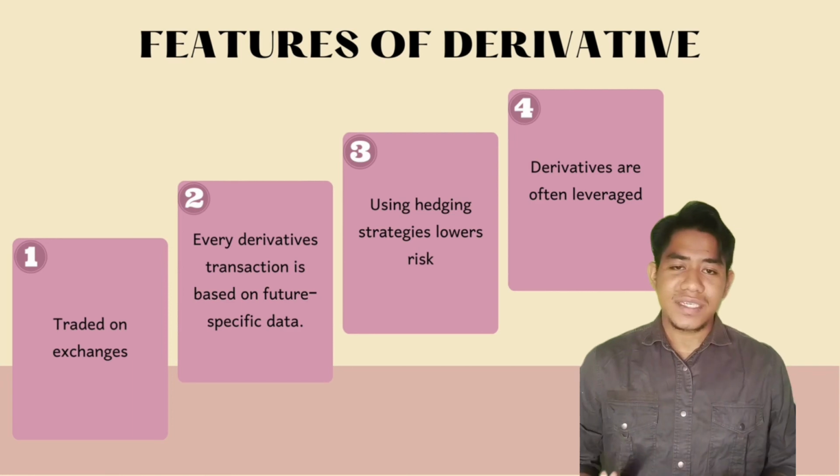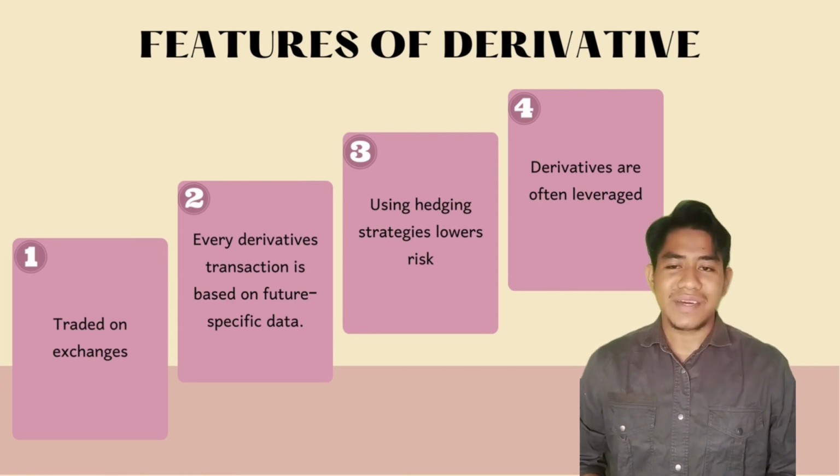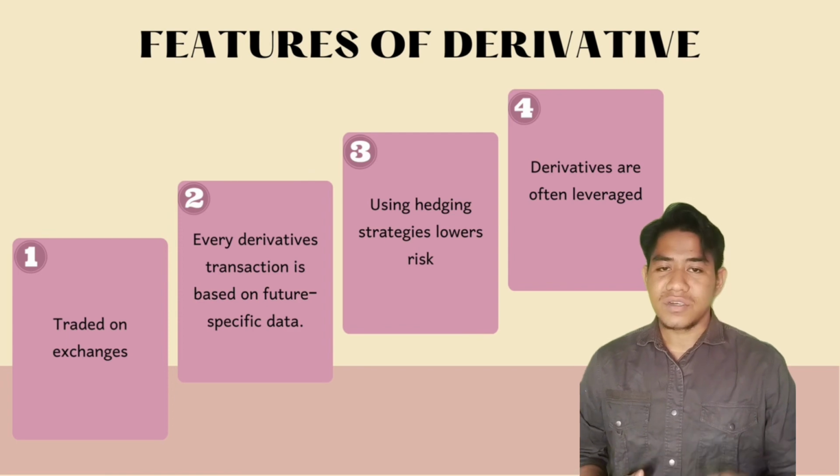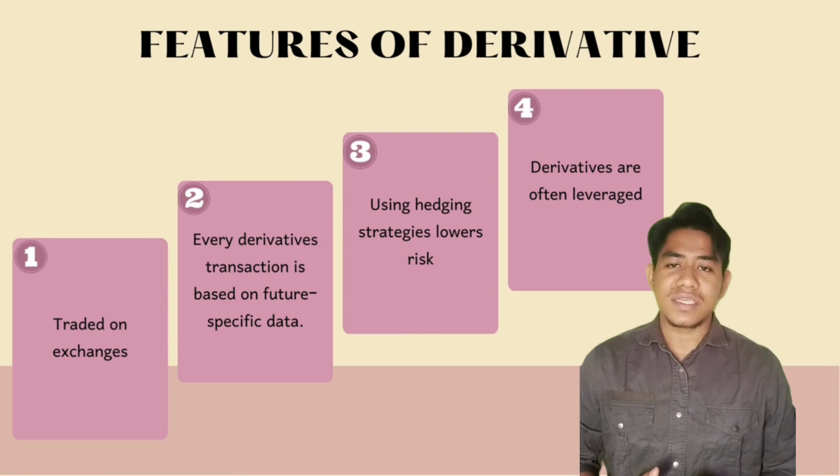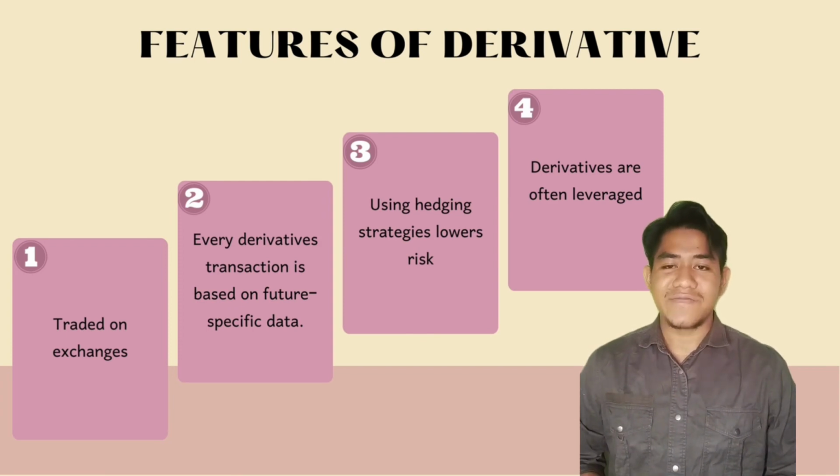Next, the second feature is that all derivatives trade are based on predetermined future dates. A future contract is a contract between two parties to purchase or sell a certain commodity, asset or security at a defined price at a given future date.